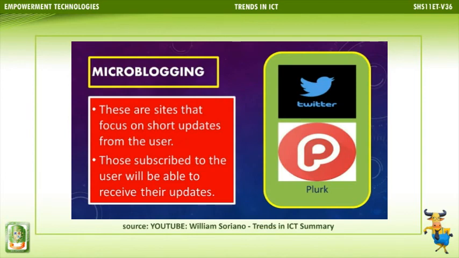Next is the microblogging. Microblogging are sites that focus on short updates from the user. Those subscribed to the user will be able to receive their updates. Examples, Twitter and Plurk.